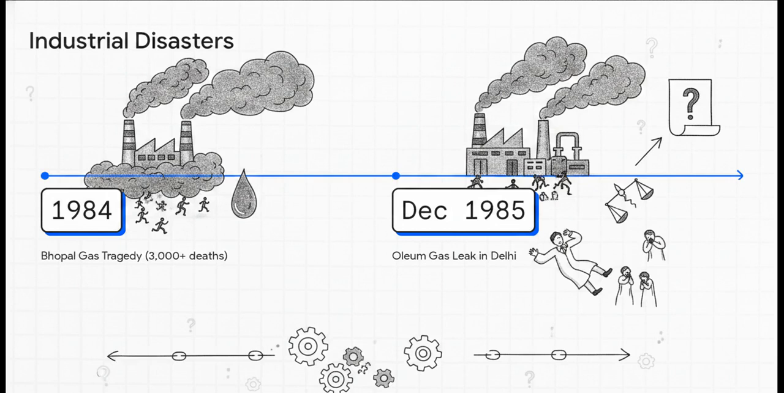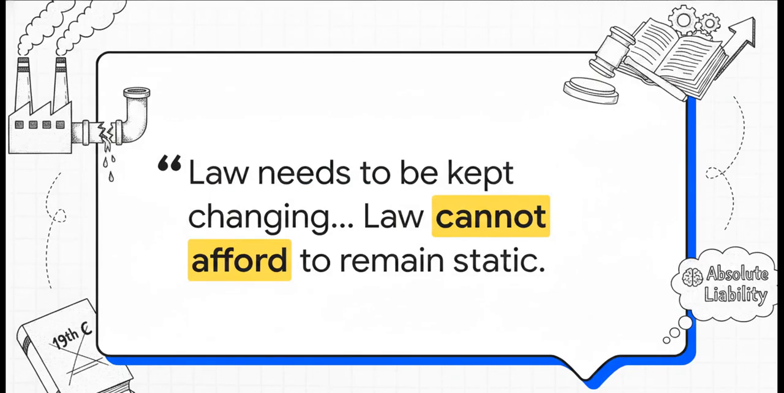A public interest litigation was filed, and the terrifying reality was this. If the old strict liability exceptions applied, these hazardous industries, located right near populated areas, would essentially escape scot-free. Faced with that immense pressure, the Supreme Court had to act. Listen to this powerful quote. Law needs to be kept changing according to the needs of the society. Law cannot afford to remain static. Chief Justice P.N. Bhagwati actually coined the term absolute liability, right here, because the legal system literally had to adapt to protect citizens from modern industrial destruction.